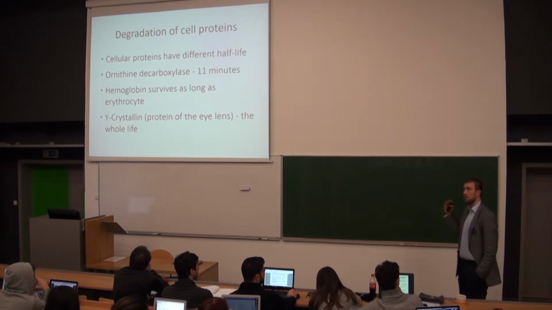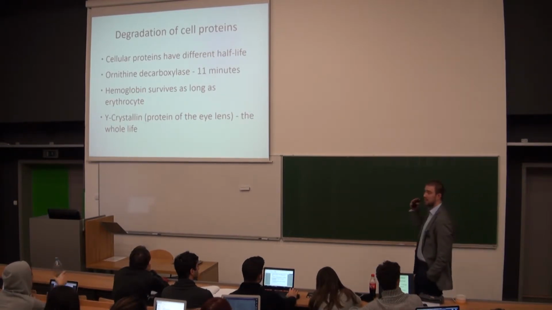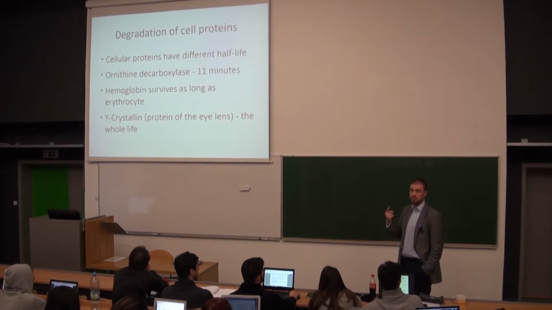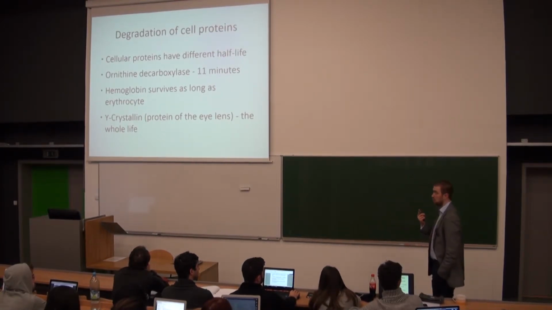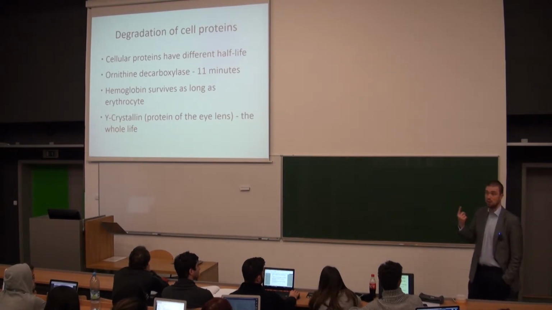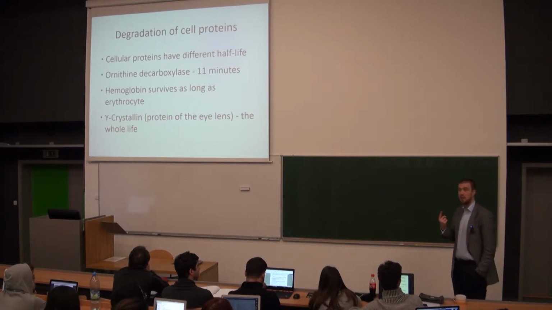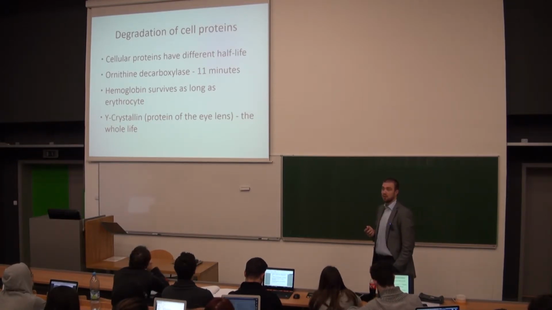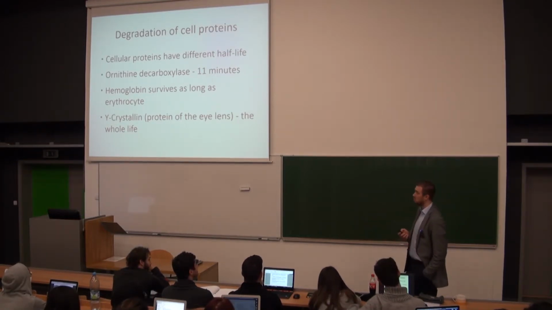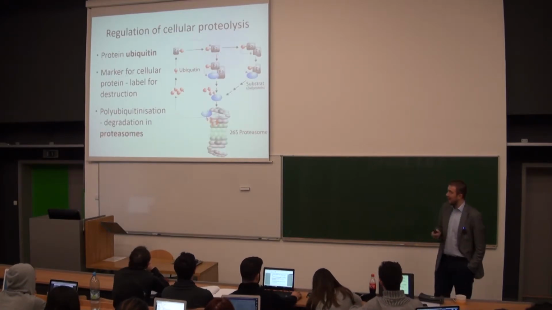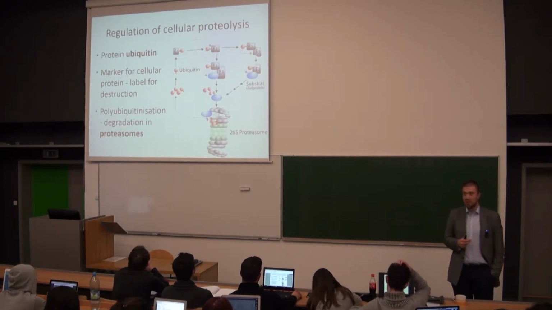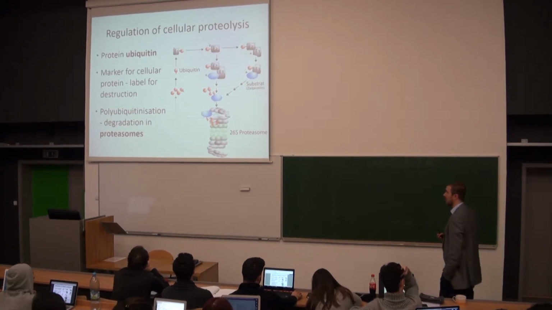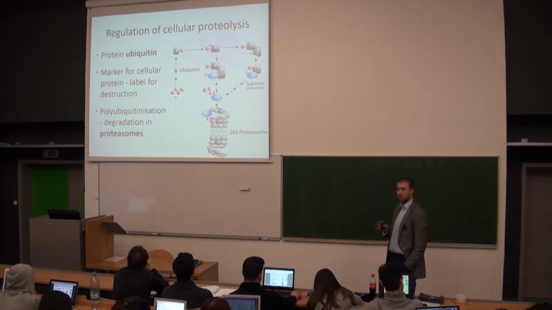And if you develop a problem in the lens, the only treatment is to remove the lens and put there a new lens, as we have no possibility to force any cells to repair the lens. Simply, there are no cells. And the good question is, how is this possible, as the different proteins have such different half-lives? The way it's regulated is the ubiquitin and proteasome system. Have you heard about it?